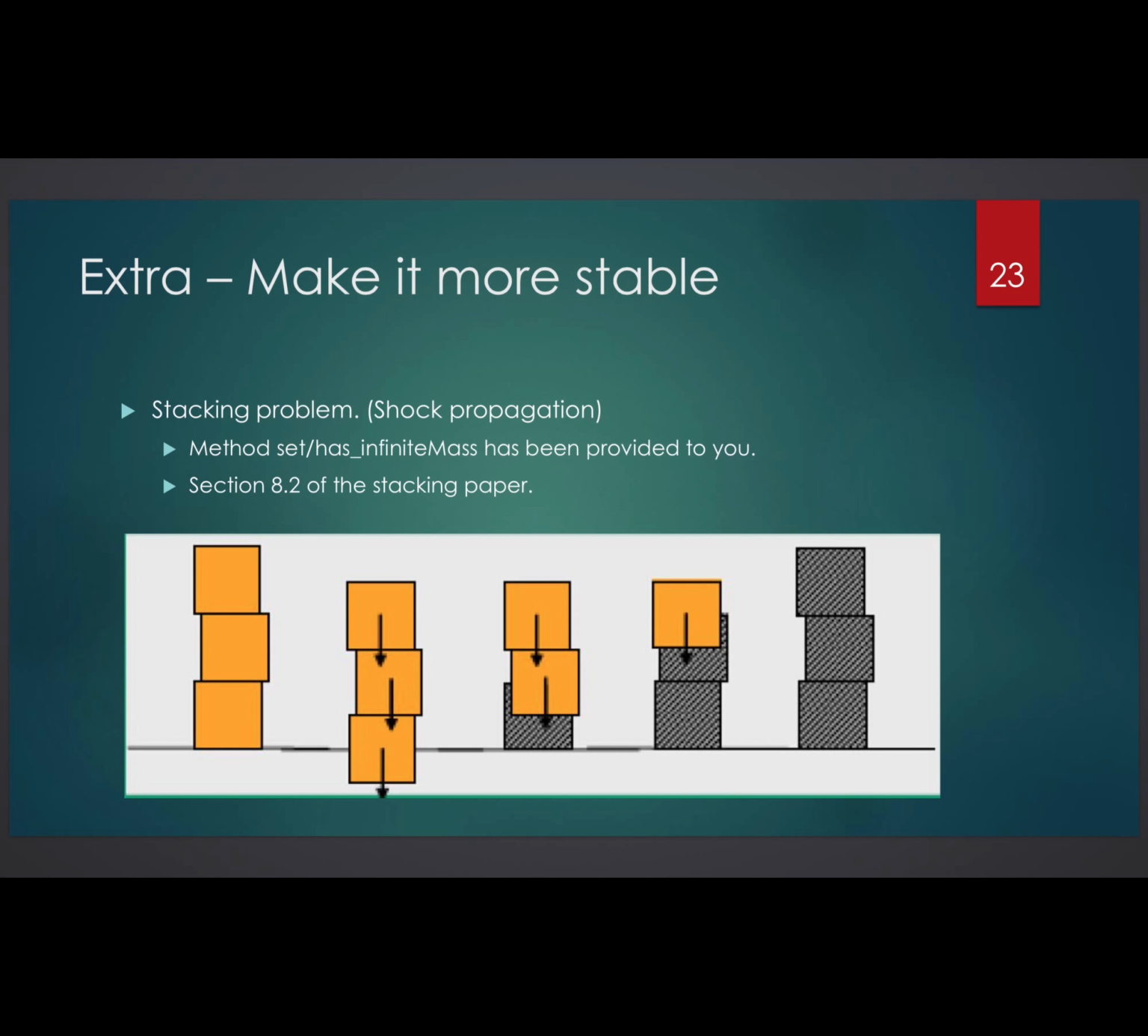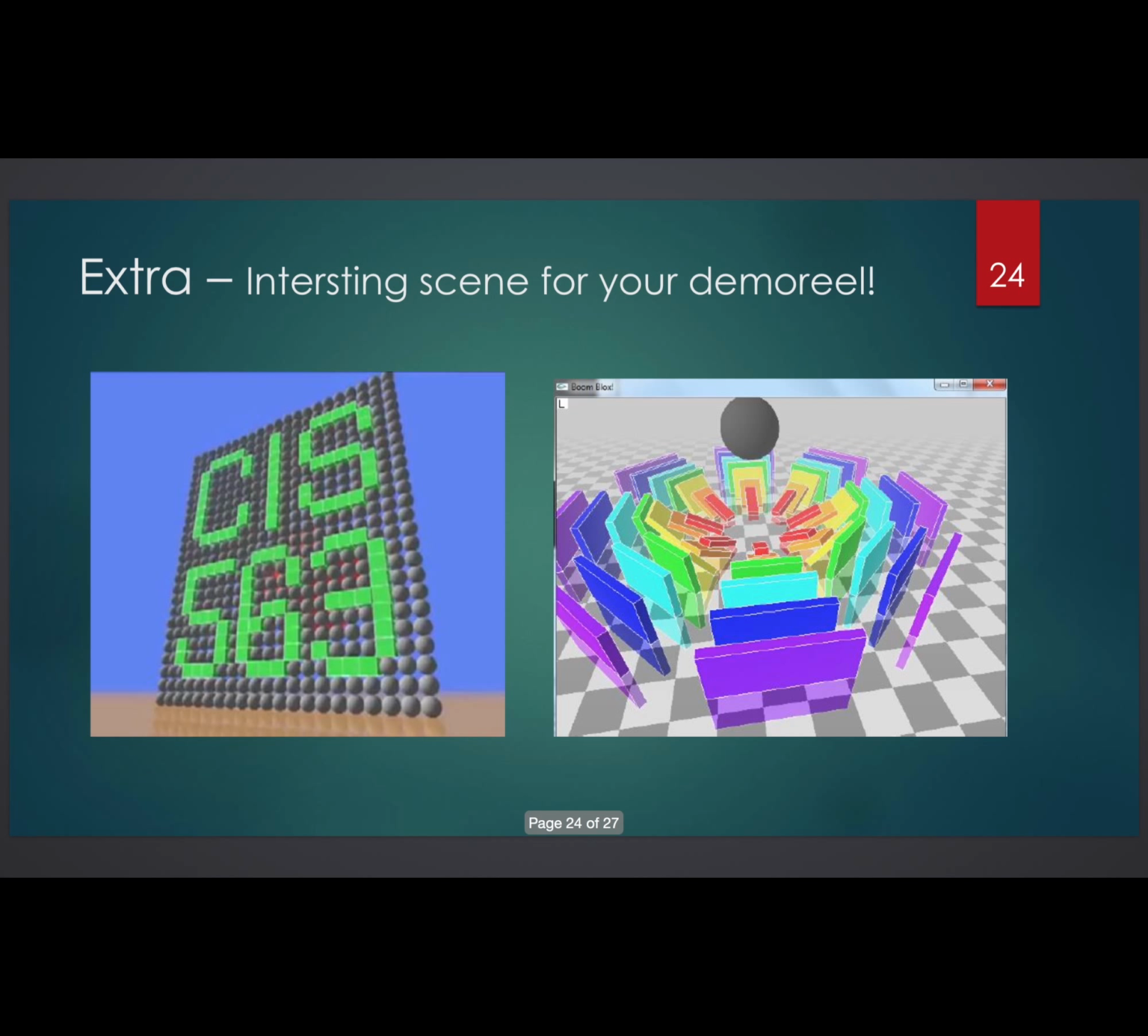There are some extra things you can do to make your simulation better. The first one is you can make it more stable. Refer to section 8.2 of the stacking paper. You can get more details about how to solve the stacking problem. Also, interesting things are always good for a demo reel.